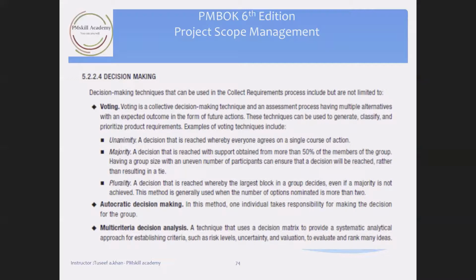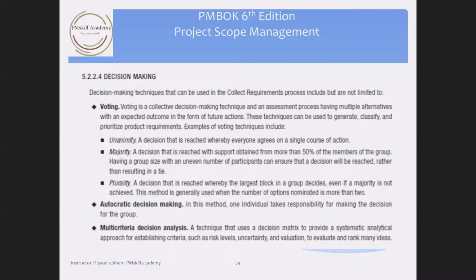Plurality: the decision where you have the largest block of your group agree, even if a majority is not achieved, like elections. When you are going for a political election, how do you select some political organization in an election voting system? You select the largest part, who win the election, the largest voting. So this is a plurality.